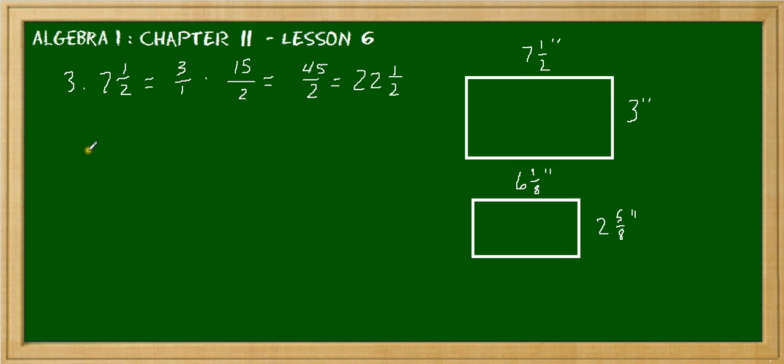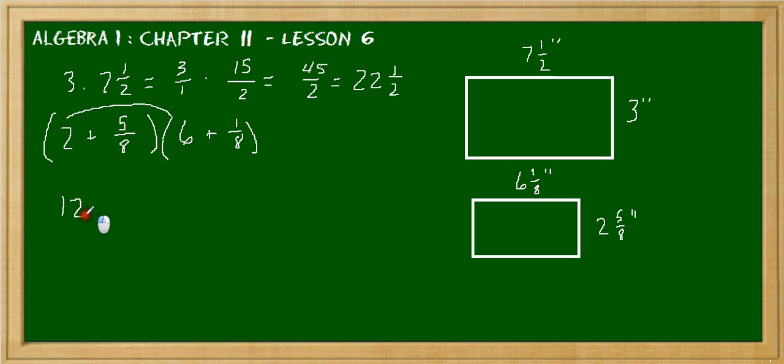Well, that's all we're really doing here, right? We're going to end up with 2 plus 5/8. This is the smaller one, remember. And we have 6 plus 1/8. So what are we going to do? Well, 2 times 6, right? So let's do that. 2 times 6 is 12.